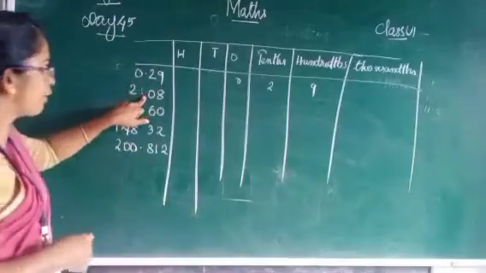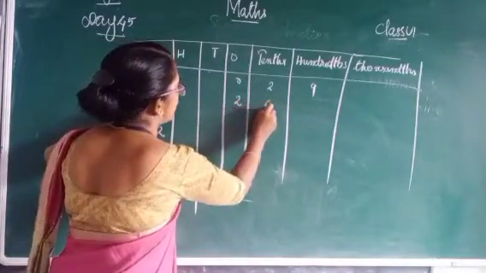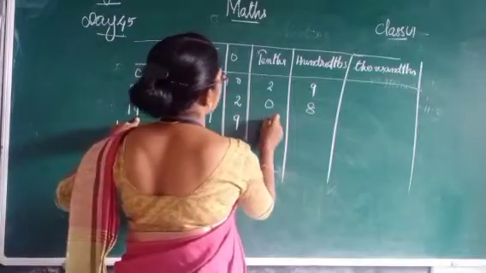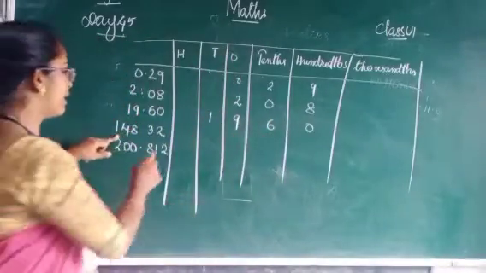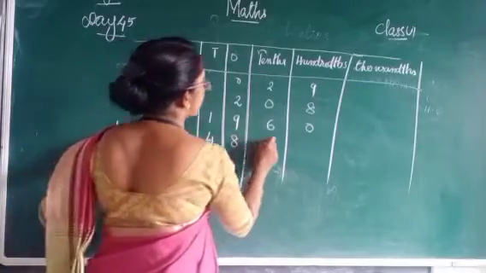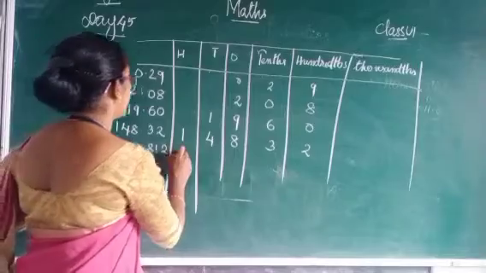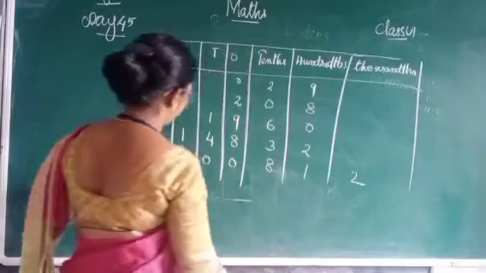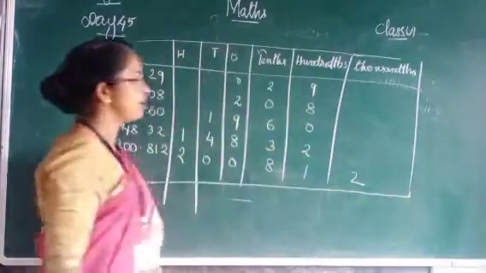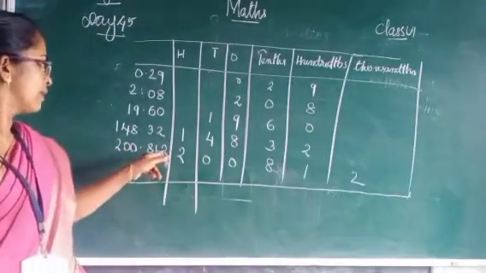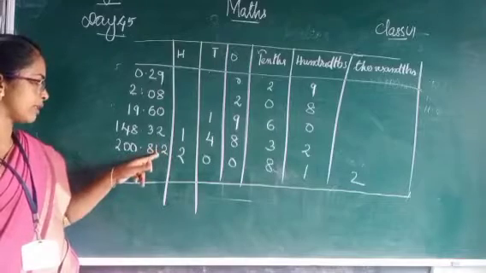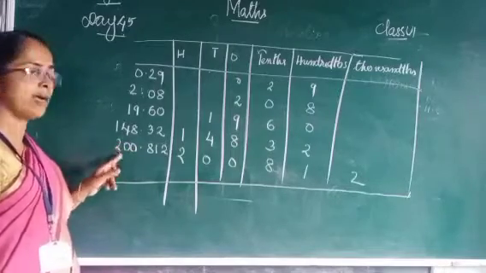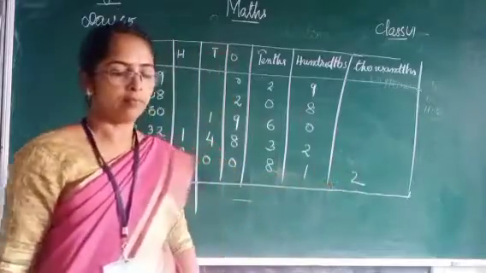9, 2, 0. Then 2.08. Ones place, 2, 0, 8. Here 19.60. Then 148.32. 200.812. This is the place value table of the given numbers. Here thousands, hundreds, tens, ones, hundred, ones, tens, hundred. So here completely filled. Okay.